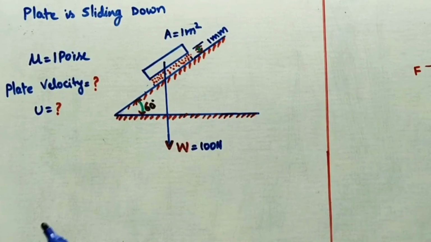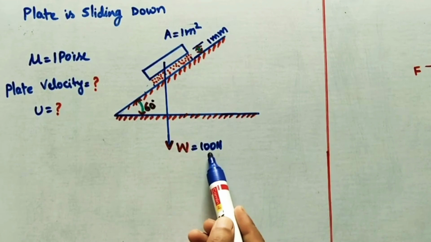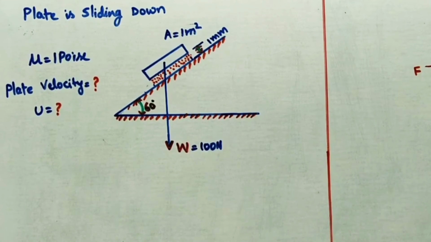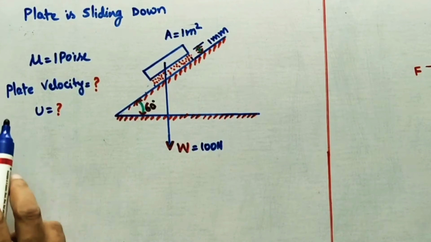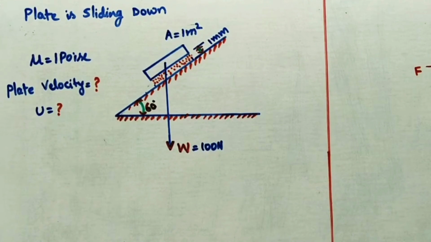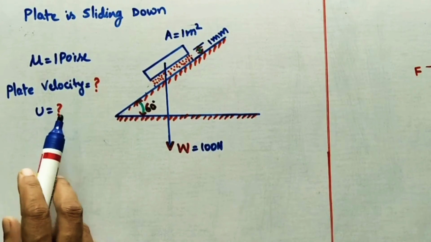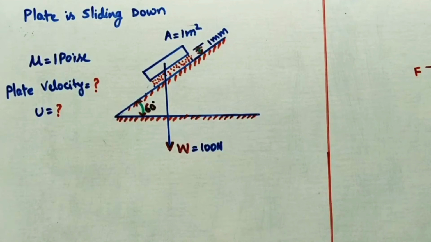And the weight of this plate is given, it is 100 newtons, and the oil dynamic viscosity, that is mu, is given, it is 1 poise. Now here we have to find the velocity of the plate, that is u. So with how much velocity it is coming down.